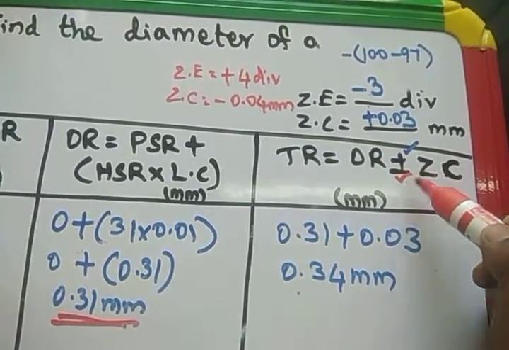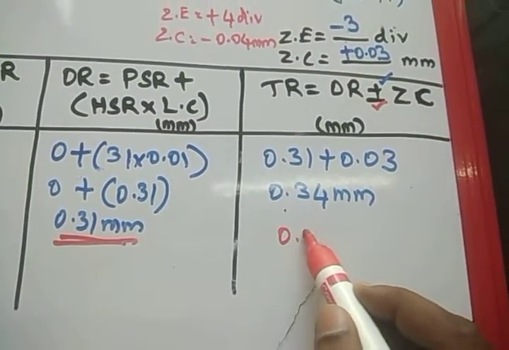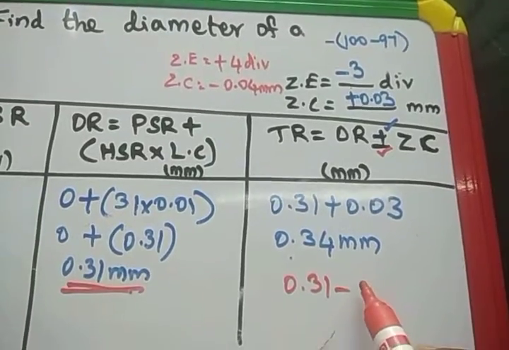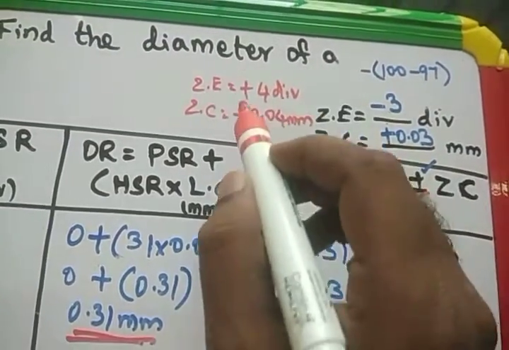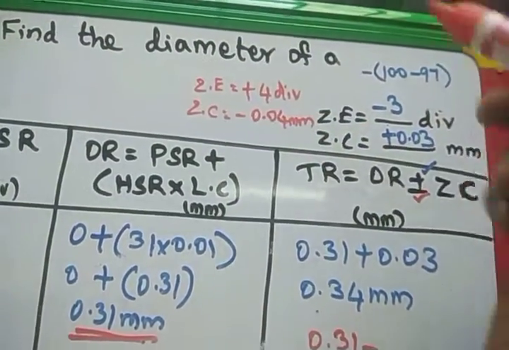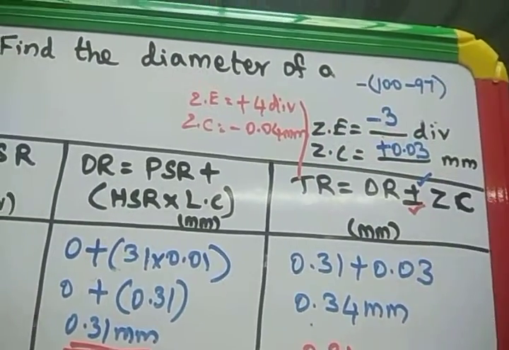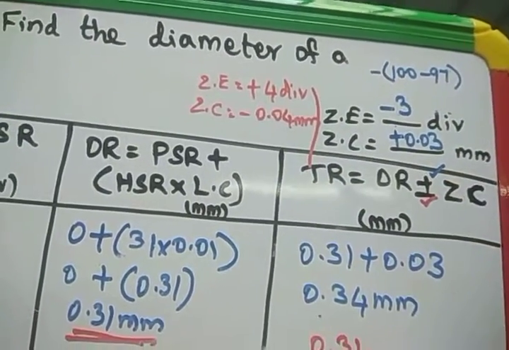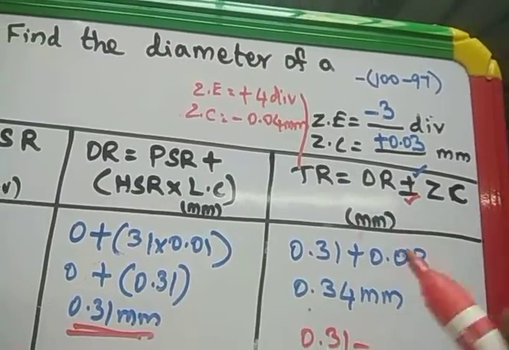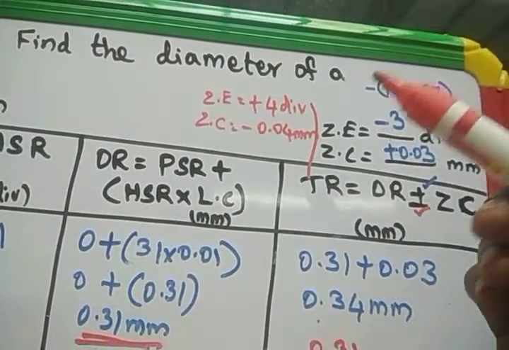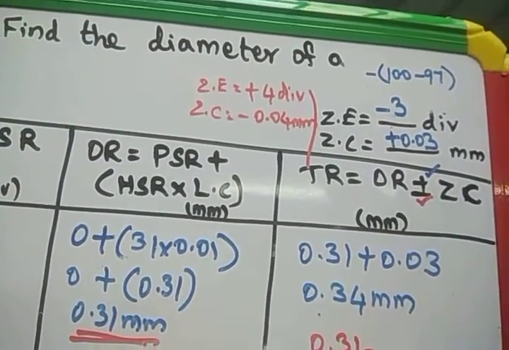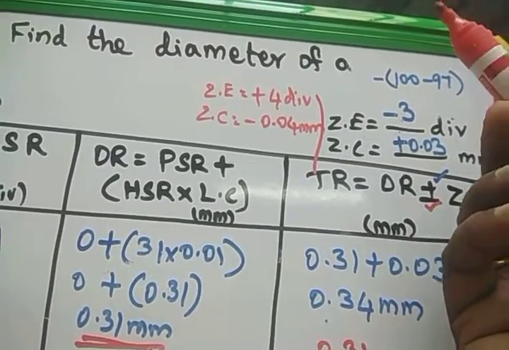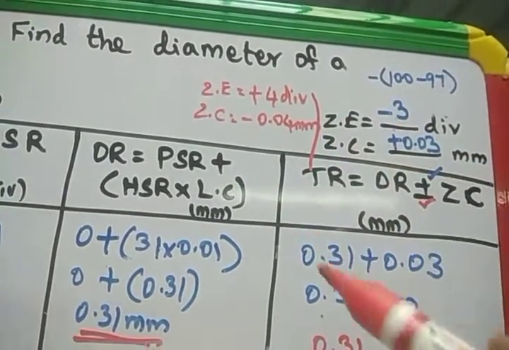Observed reading minus zero correction. The observed reading is 0.31, minus what is the zero correction? Here it is for the positive error of that particular screw gauge. So this screw gauge is separately different. I will give an example of how to do the calculation if a positive error comes. I will take a separate screw gauge that has a positive error of 4 divisions, so the zero correction is minus 0.04.